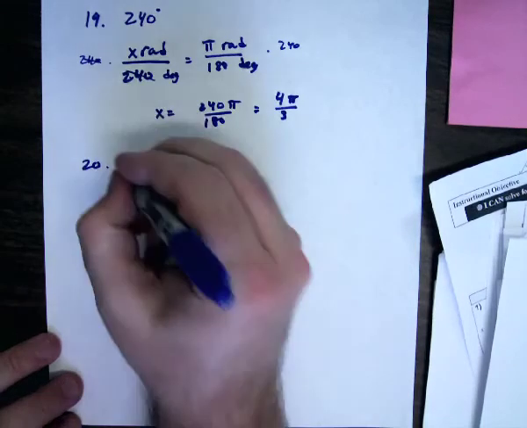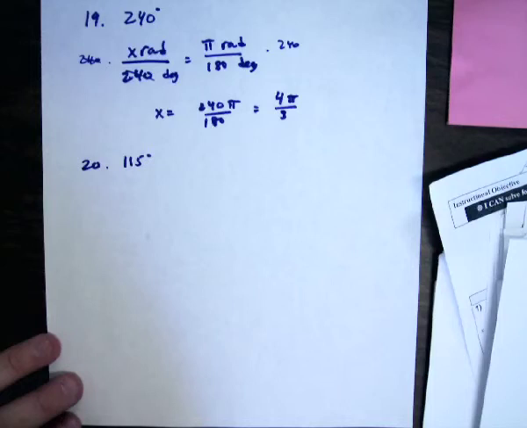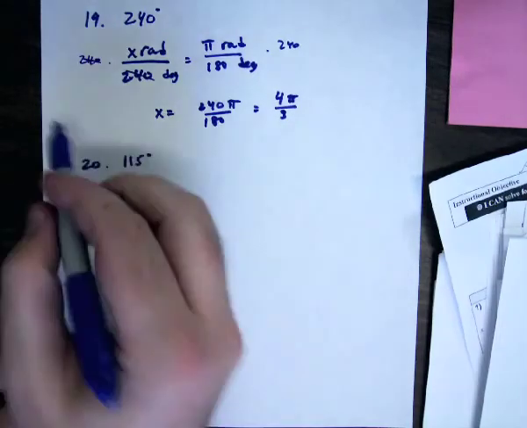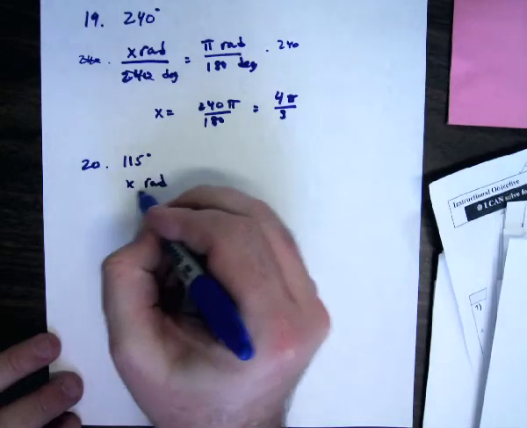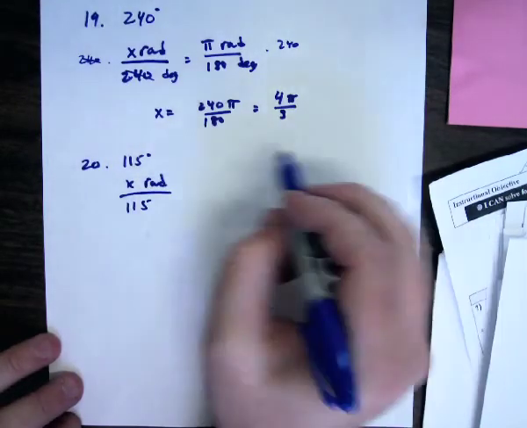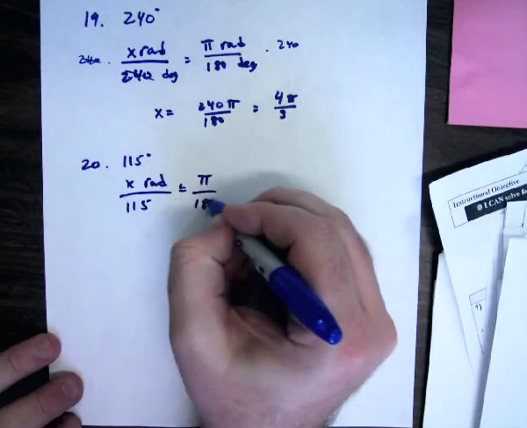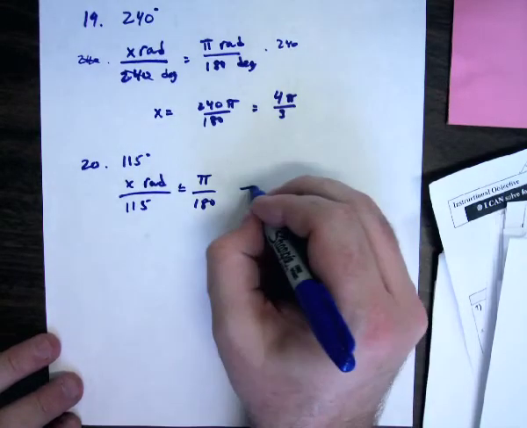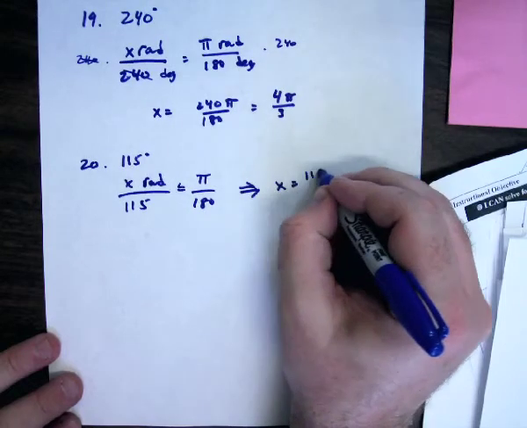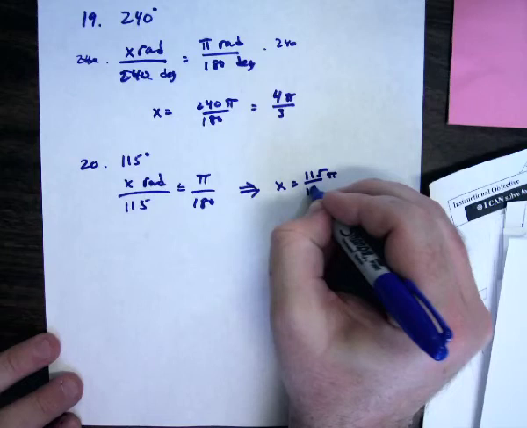20 is 115 degrees. So speaking of things that are not on the unit circle, that would be 115. I guess I could try to think of a way to make this part of the unit circle, but I don't see a way that could work. Like if I did 60 degrees plus 55 degrees, I don't know how that would work. So I'm going to use the same process. x radians over 115 degrees equals pi over 180. Multiply both sides by 115. I get x equals 115 pi over 180.